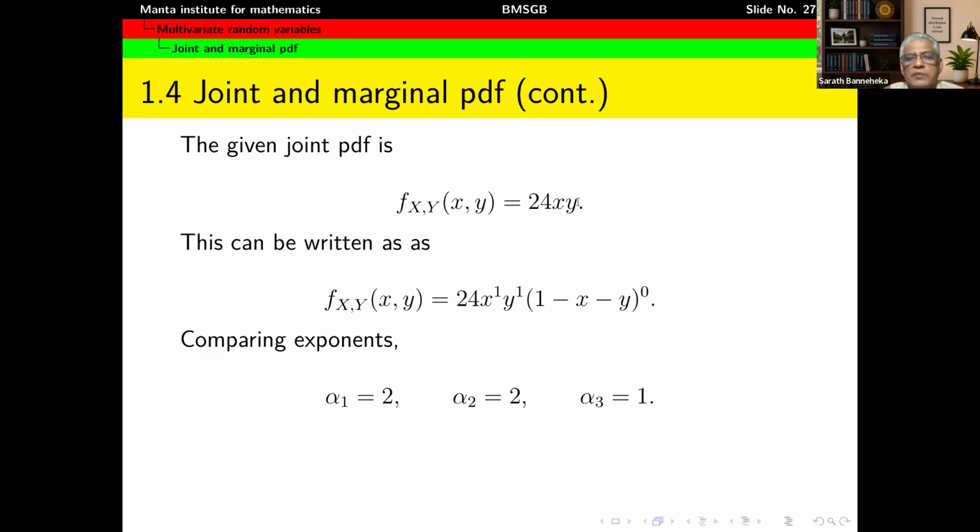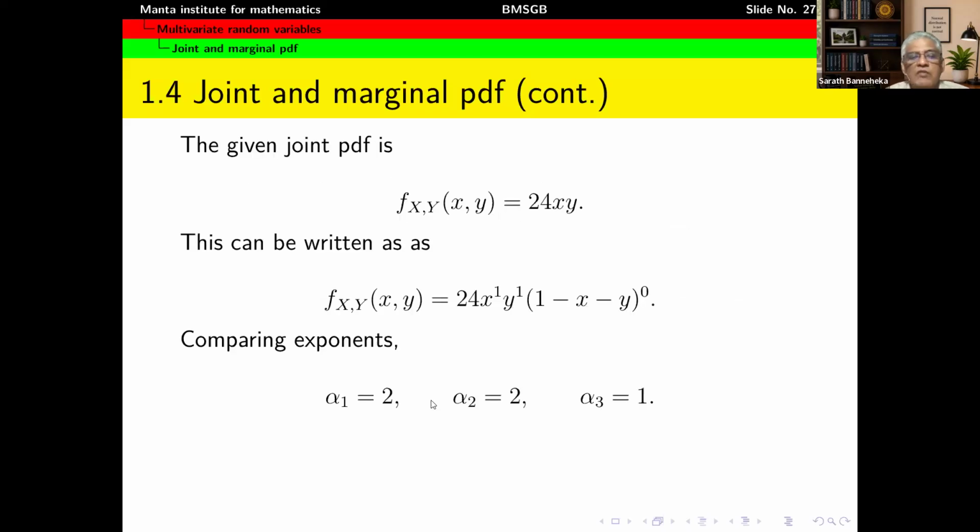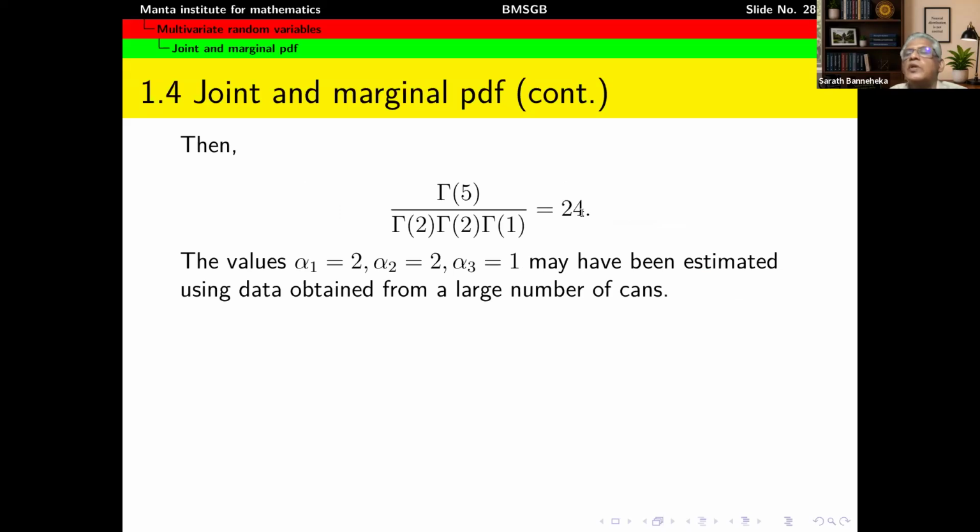Without the z part, right? So this may be considered as coming from this distribution with alpha 1 equal to 2. So that's 2 minus 1 here and 2 minus 1 here, 1 minus 1 here as the powers, right? And then, of course, if that is the case, then the normalizing constant should be this constant. And actually, if we calculate this constant using those alpha 1, alpha 2, alpha 3 values that we mentioned here, we actually get 24.